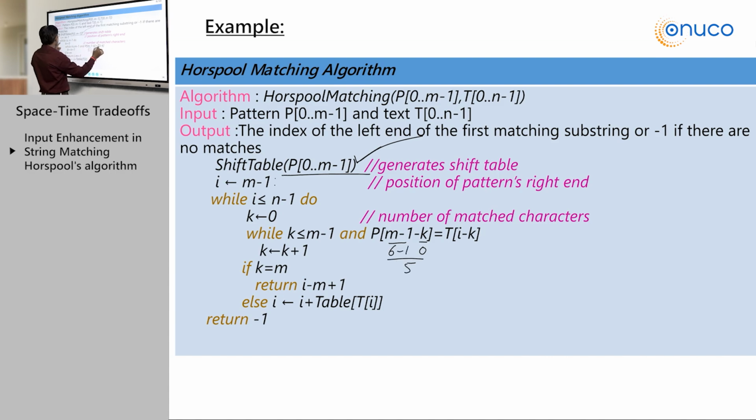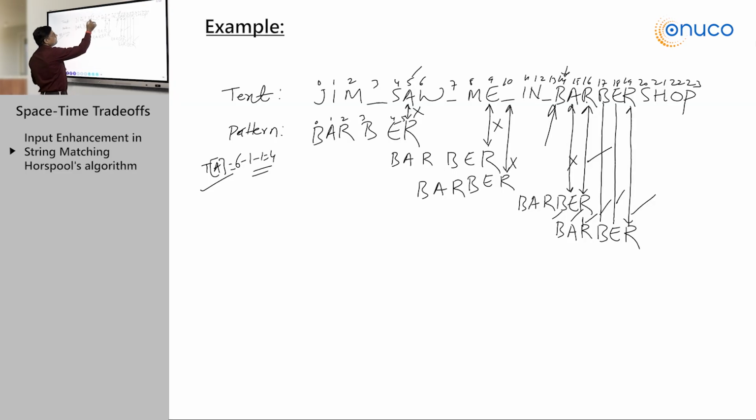On the right-hand side, i is m minus 1. What is i? i is m minus 1, right? So 6 minus 1, minus, what is the value of k at the beginning? 0. So here also we get 5. It means at the beginning we are comparing the 5th position of the text with the 5th position of the pattern. Right?